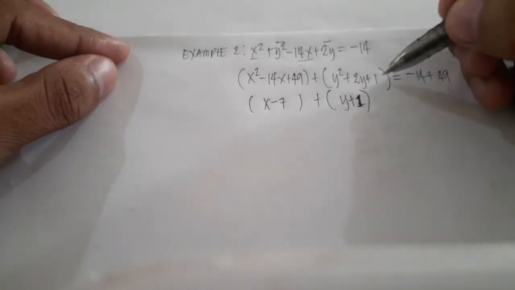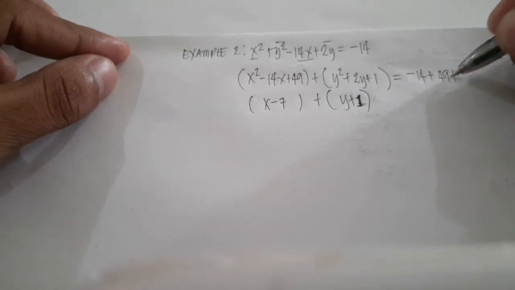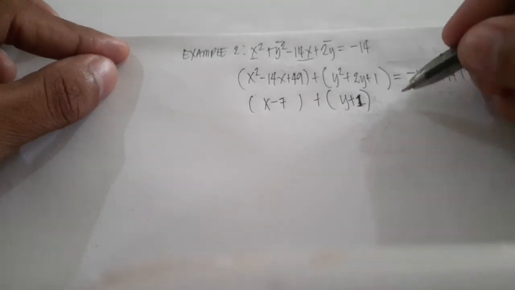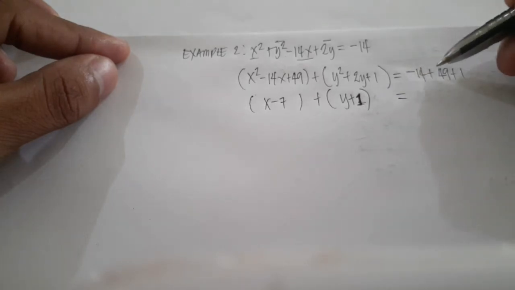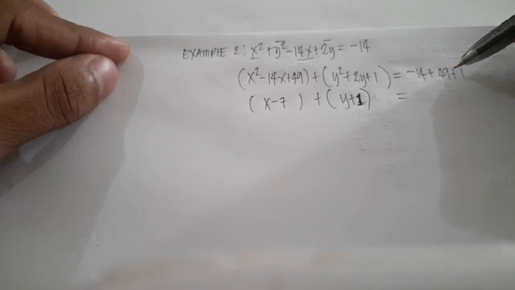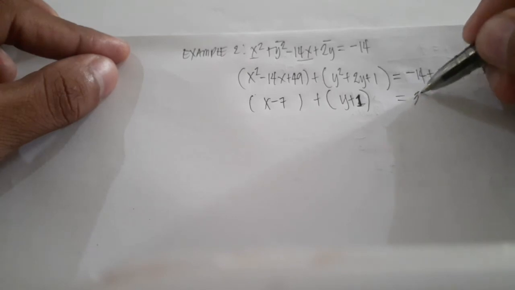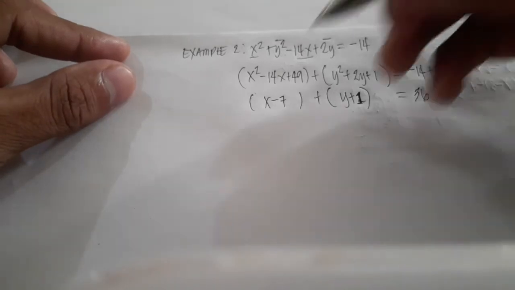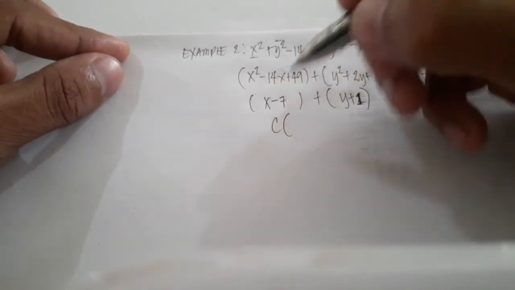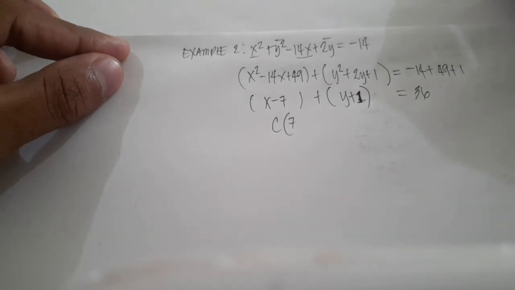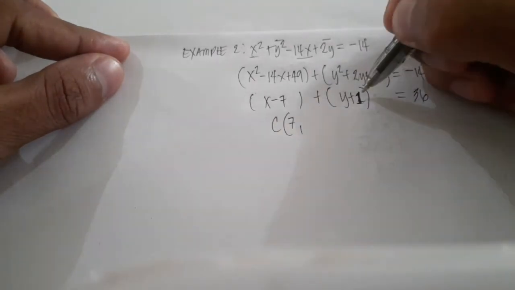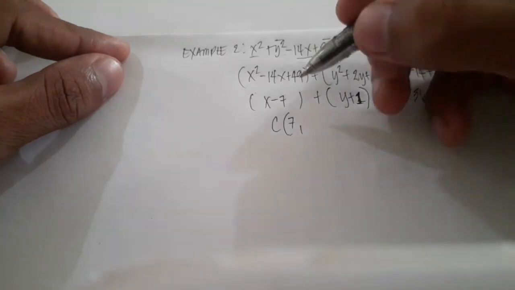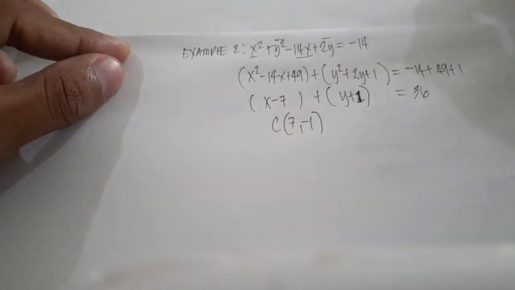So if we add 1 here, we're also going to add positive 1 to the other side of our equation. Okay, so negative 14 plus 49 is 35, plus 1 is 36. So this is now the standard form of our equation. So we have our center at, our h is 7. And this is plus 1 here, so it is understood that our k is negative 1.